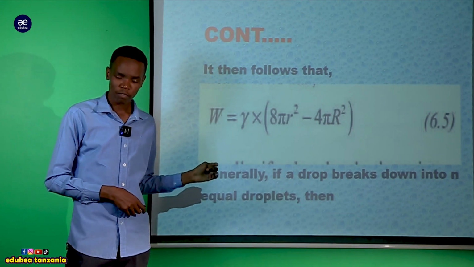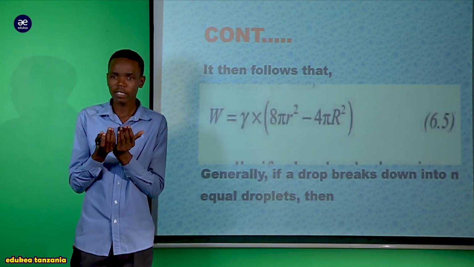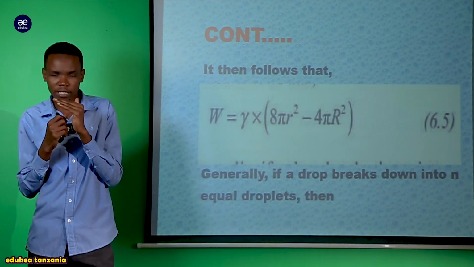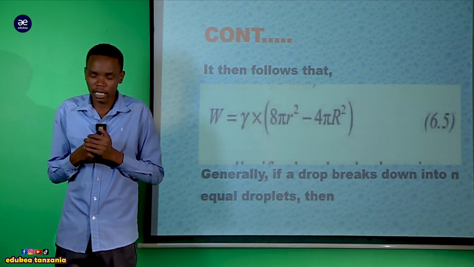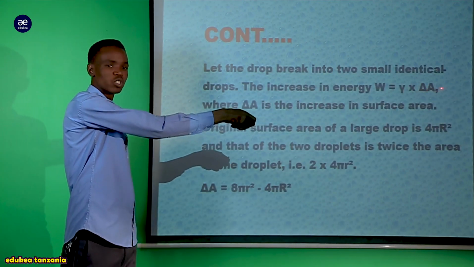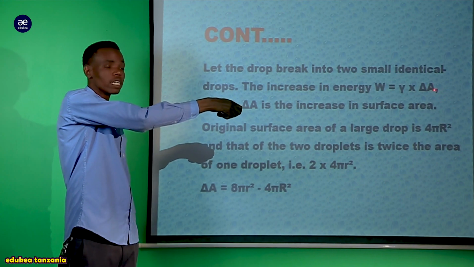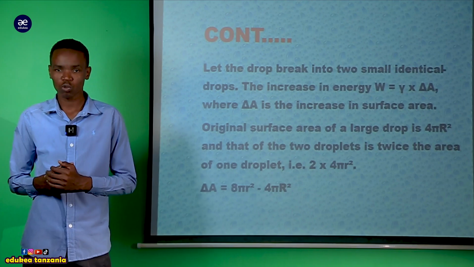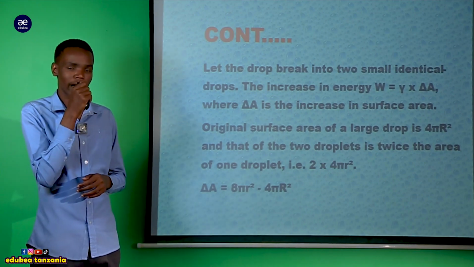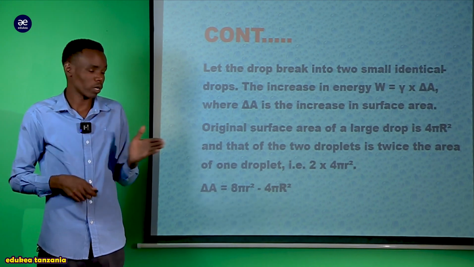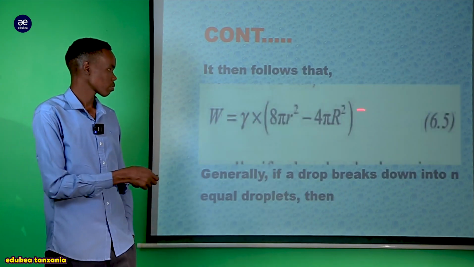So from our formula which said that the surface energy is equal to the surface tension times the increase in the surface area, now we are supposed to take this value and substitute it. Instead of writing the increase in the surface area, we are supposed to write 8 pi r square, then we minus 4 pi capital R square, as we have seen here.